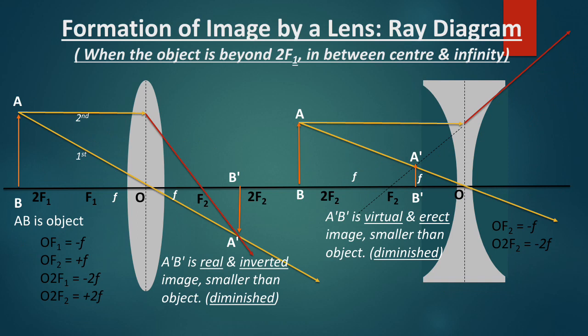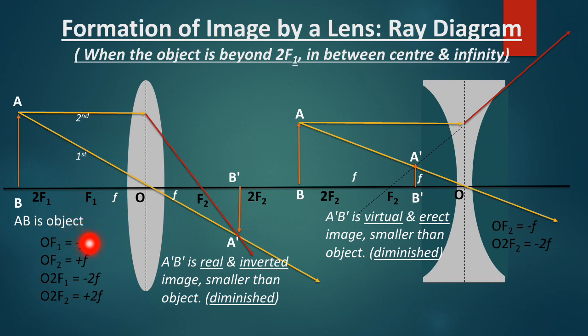So here we have taken the object beyond 2F1. Beyond 2F1 means here, see, this distance, this is the first focal point and this is the second focal point. From optical center to first focal point, or from optical center to second focal point, we are taking the distance as focal length. Here we have taken OF1 as minus f. See, OF1 is minus f because here we are going left from O to F1. If you try to understand how we take the distances on the number line, here we are going left, so that's why we take the distance with a negative sign.